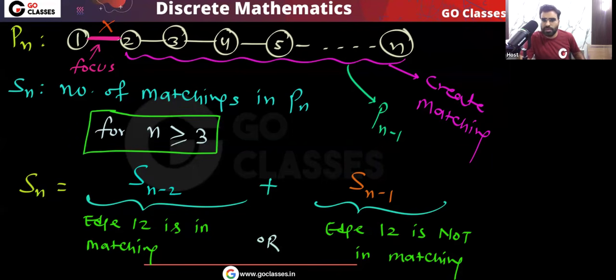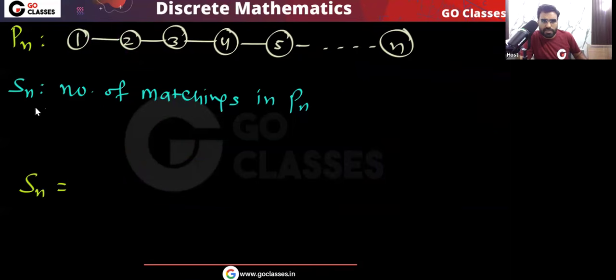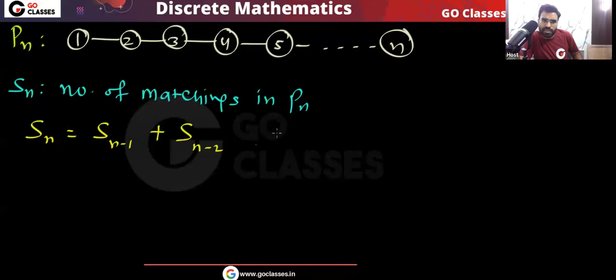I hope you understood. So finally I can say that the number of matchings in a path graph on n vertices will be Sn equal to S n minus 1 plus S n minus 2, where n is greater than or equal to 3. Okay. And what are the base cases?